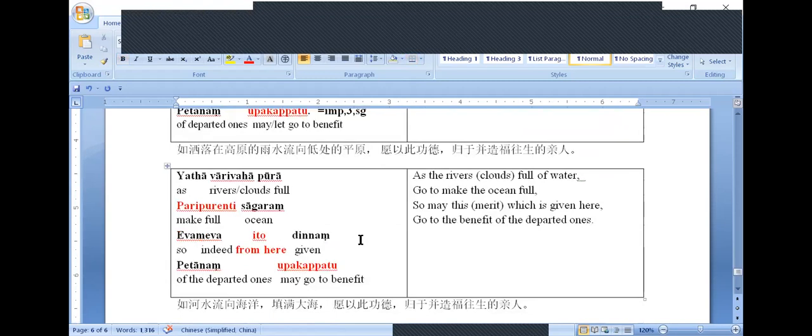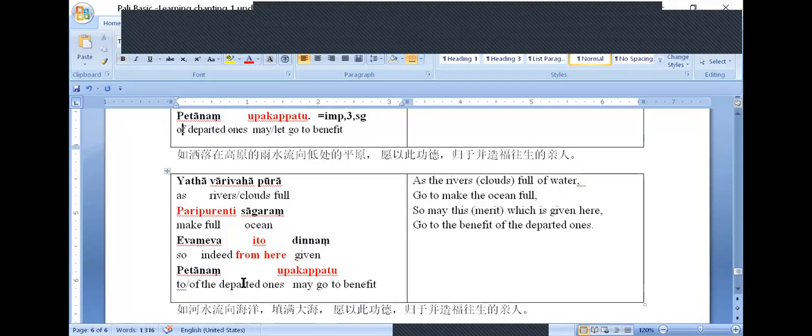This is also another chanting people use for sharing merits. It's actually the same. Yatha vari vaha pura, paripurenti sagaram: rivers or crowds full of water make the ocean full. All right? So ewa mewa, this sentence is the same as the above one. Ewa mewa, what is ito, what is given from here, dina, given from here, upakapatu, may it benefit the departed ones. Or you can translate, if you want to use the dative, also "to the departed ones" can. Maybe using "to" is better.